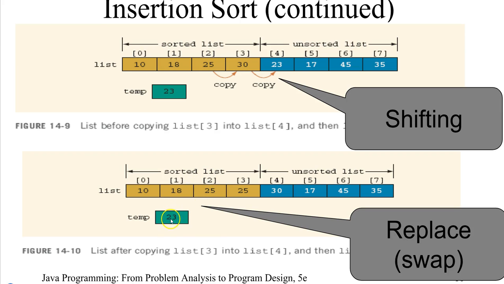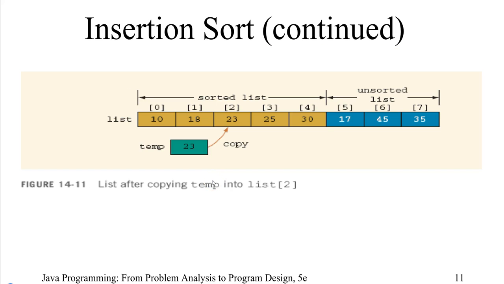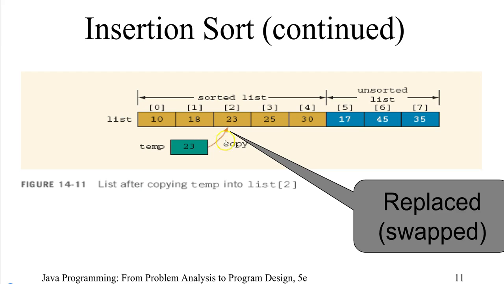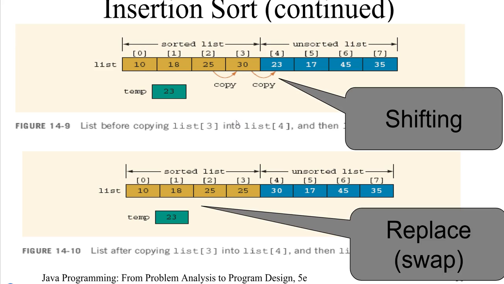I need to put 23 in position 2. And so finally at the end, I'm doing the swap of 23 into its correct place. So another way to visualize the code.